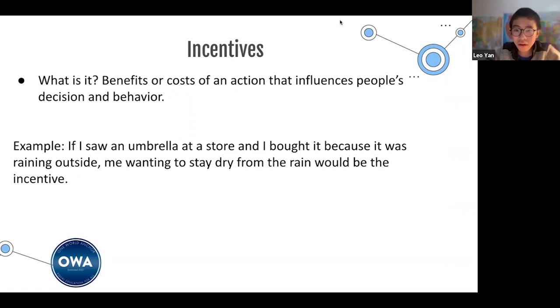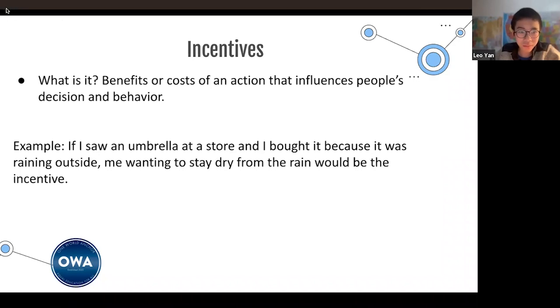An example of this would be, if I saw an umbrella at a store and I bought it because it was raining outside, me wanting to stay dry from the rain would be the incentive. It's basically the reason behind your purchase, because you never purchase something without reason, right? So you purchasing anything would come with a reason.